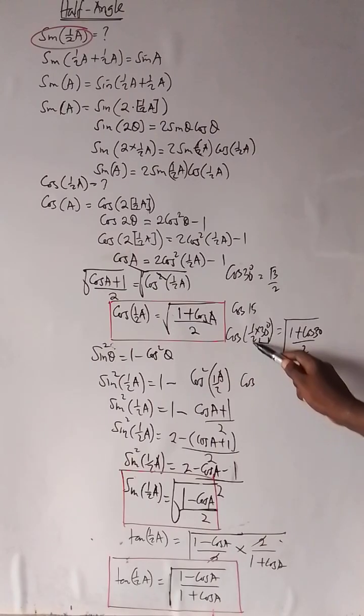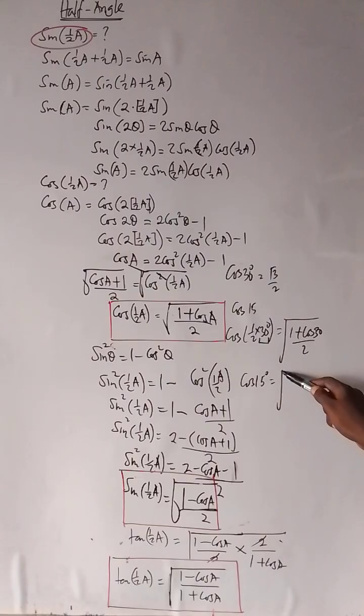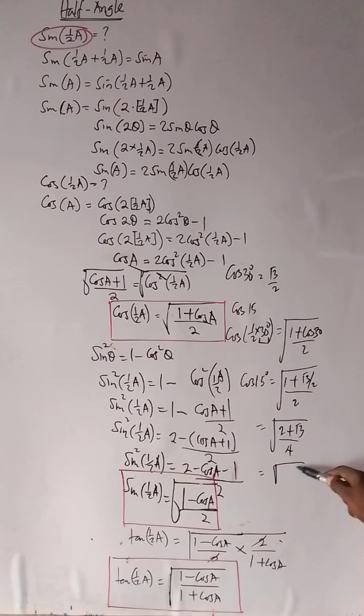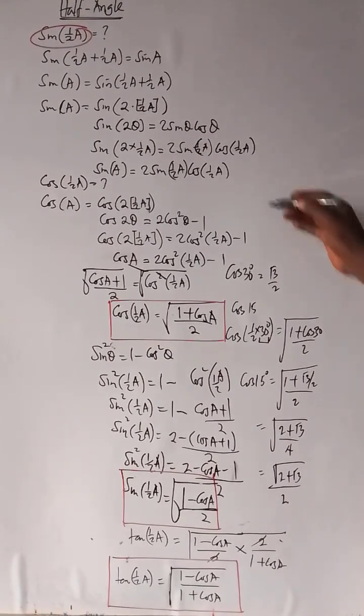So cos half of 30, which is cos 15, equals the square root of 1 plus root 3 over 2, all divided by 2. So the final answer equals the square root of 2 plus root 3 over 4. And that's the square root of 2 plus root 3 over 2. And that's the answer. What if you are not told to look for cos 7.5?